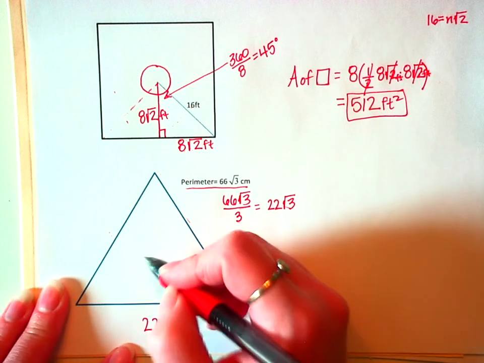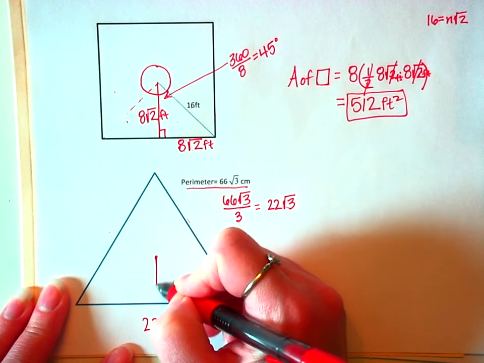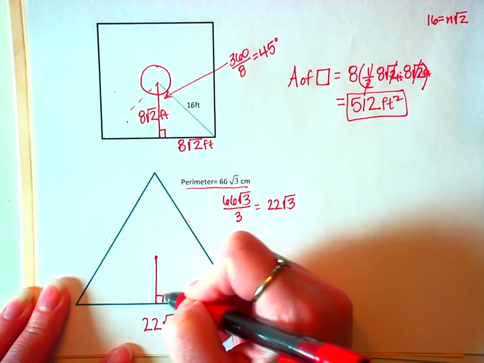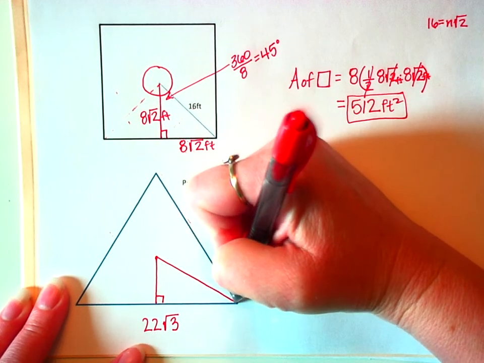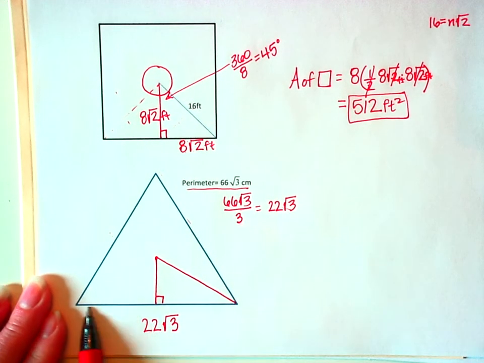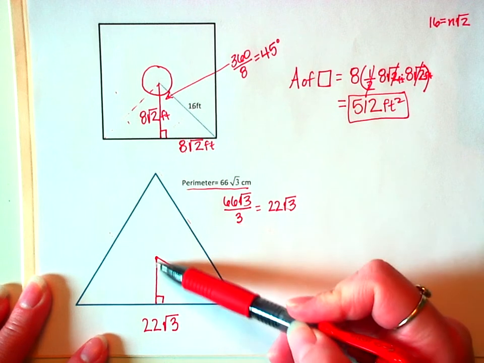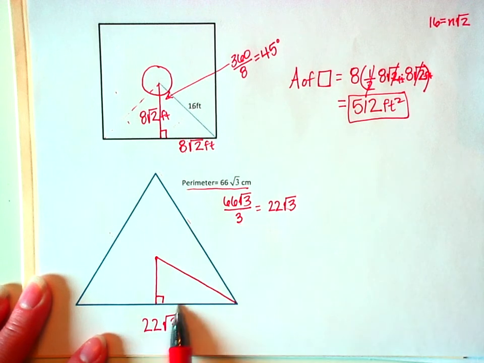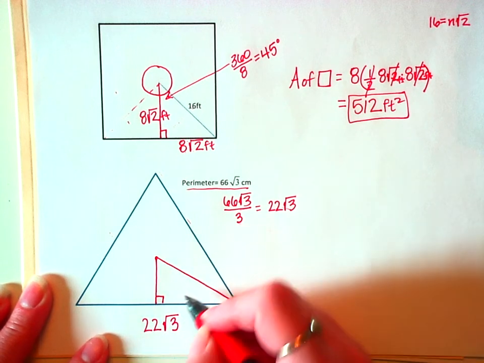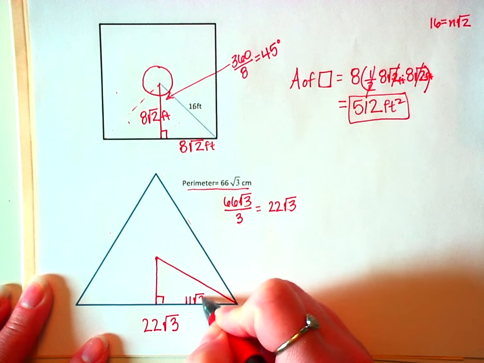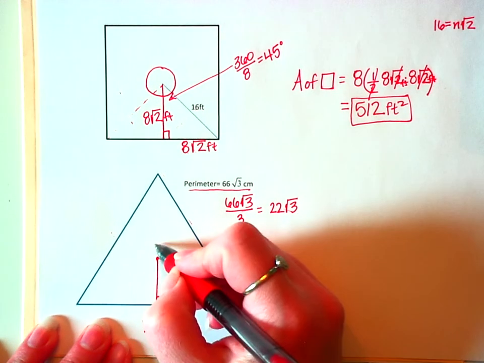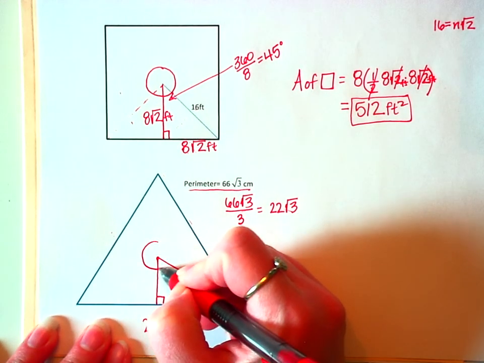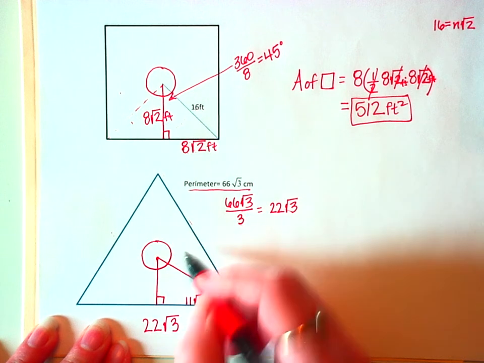Now we're going to do the same thing we've done in every other problem where we draw in our apothem, if it's not already there for us, and create a right triangle. If this entire bottom is 22 square root 3, remember that the apothem bisects that base. So this is now 11 square root 3. Let's make a circle here and figure out this angle.